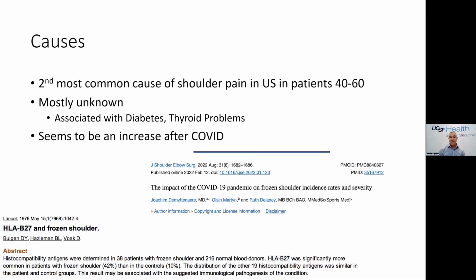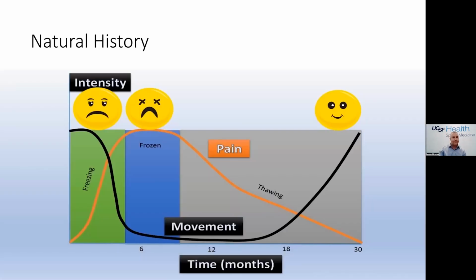The causes are relatively unknown. It's associated with thyroid and diabetes and things that ramp up the immune system. And there seems to be, not surprisingly, an increase after COVID. So we see an increase in frozen shoulder, especially about a month or two after patients were diagnosed with COVID.